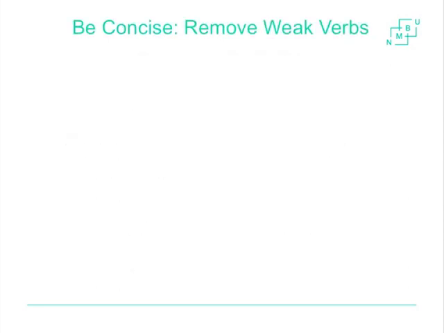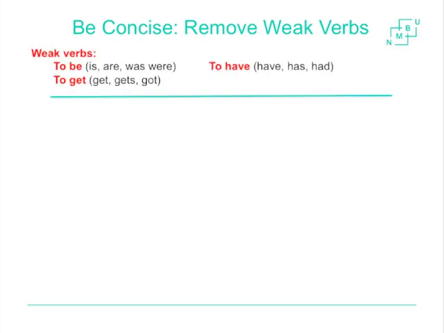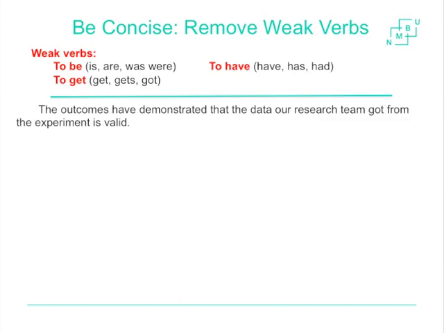Examples of weak verbs that do not really provide any specific information in themselves are to be, to get, and to have in their many forms. When you use these verbs, you'll usually end up having to add extra words and nominalizations. For example, when you say that, the outcomes have demonstrated that the data our research team got from the experiment is valid.